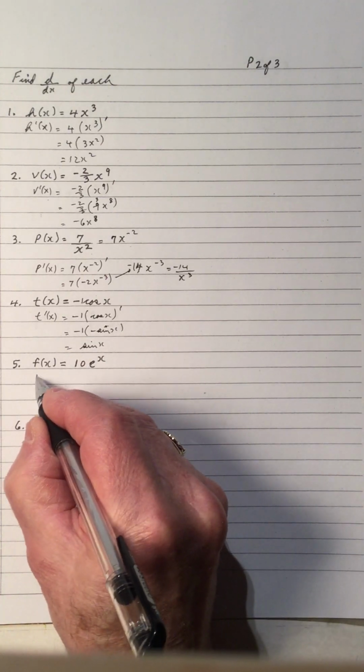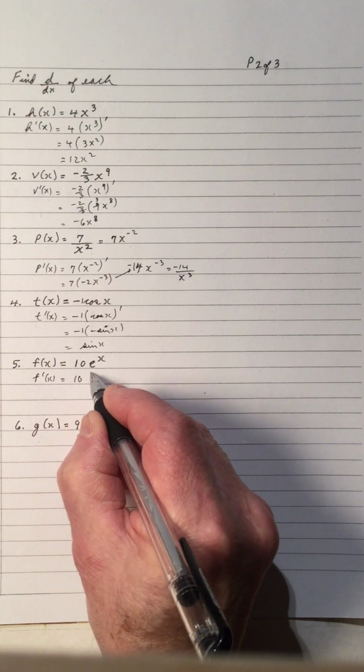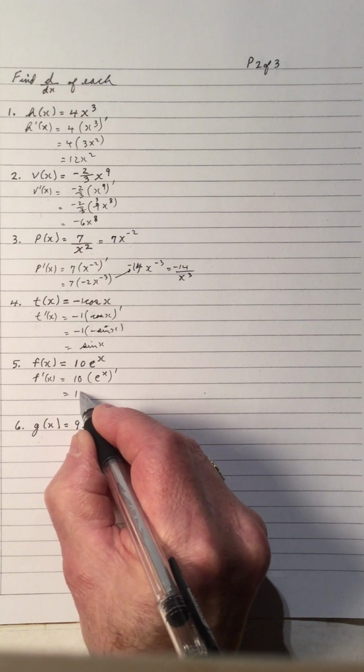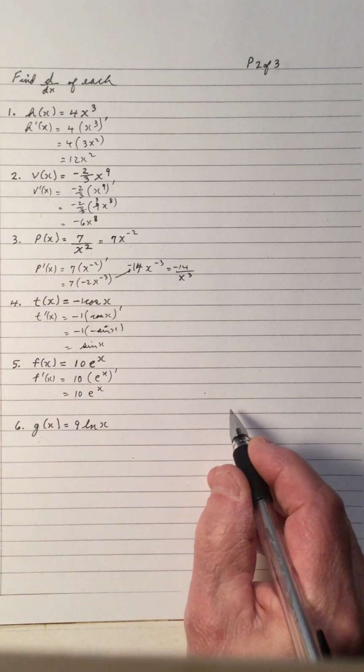And the derivative here, the derivative of f of x is the constant times the derivative of e to the x. And that's the constant, which is 10. Derivative of e to the x is e to the x.